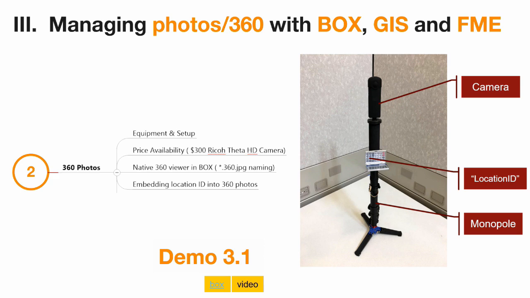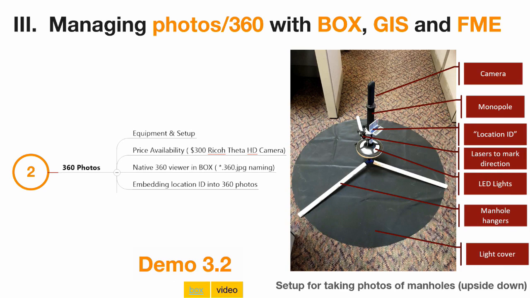We were also lucky to have a real technologist in Mark Anderson, who's a real innovative guy who would help us create lots of ways to modify this just using a monopole. But then he created this wonderful cover, like an umbrella, to be able to stick it upside down into a manhole. So now we could go in and take 360-degree pictures of all the manholes without actually having to go in there.